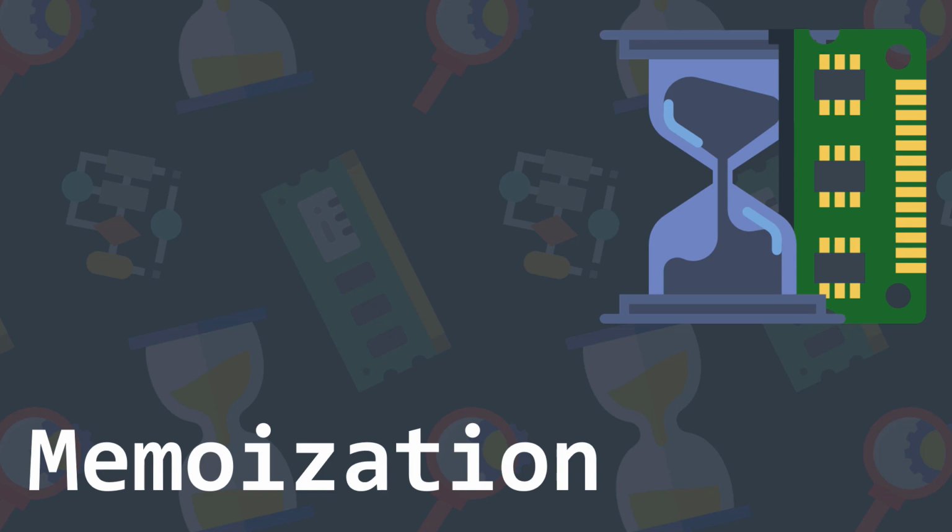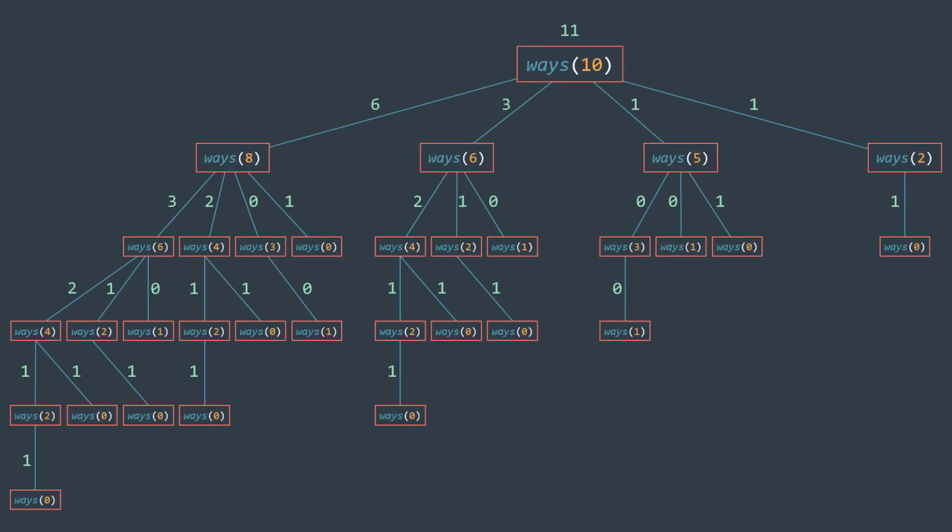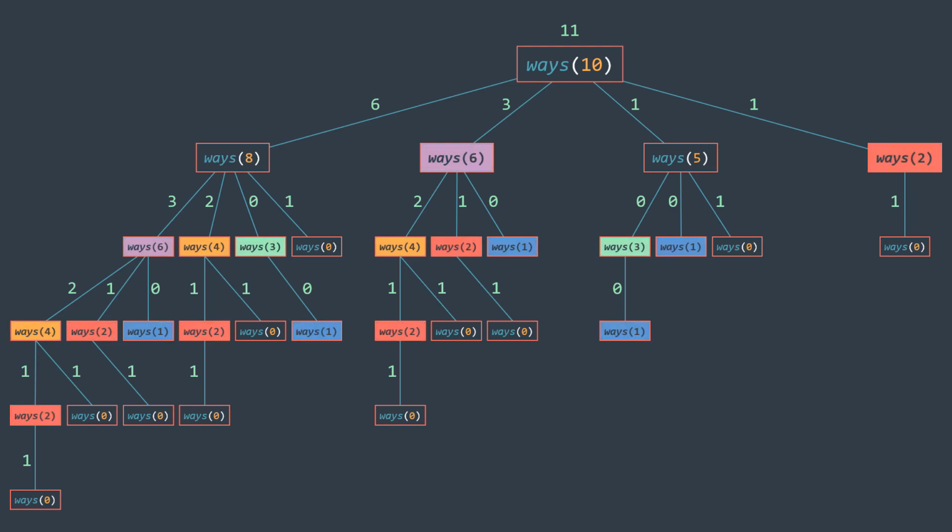Welcome to this new video where we'll talk about memoization. In the previous videos, we've seen the ways to climb stairs example, and if we have a look at the recursion tree, we can notice that there are repeated function calls that are doing the same work uselessly, which slows down a recursive process. And one of the ways to counter that is memoization.